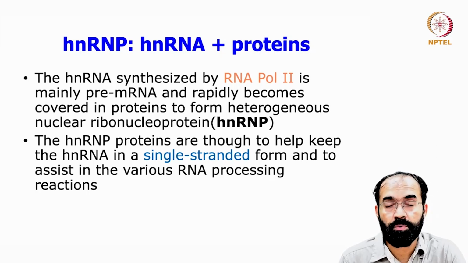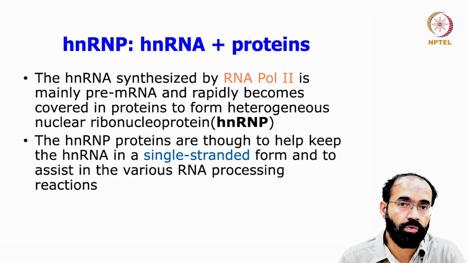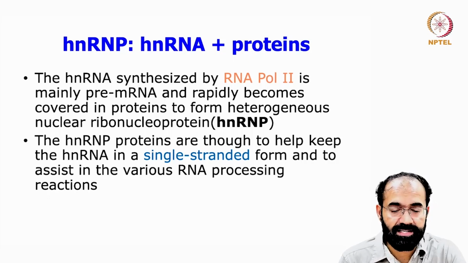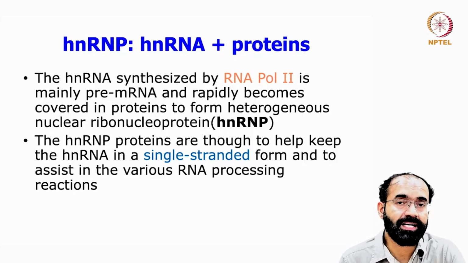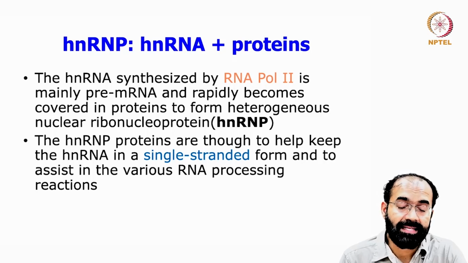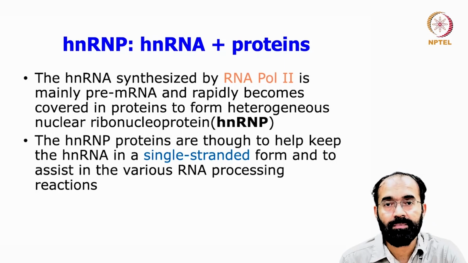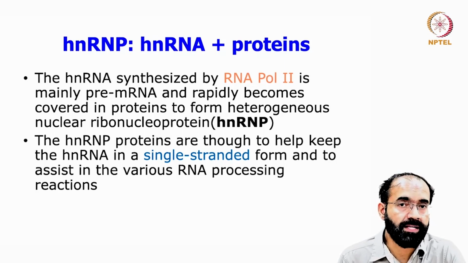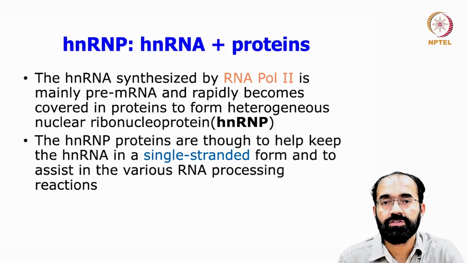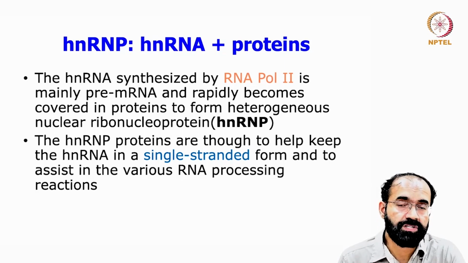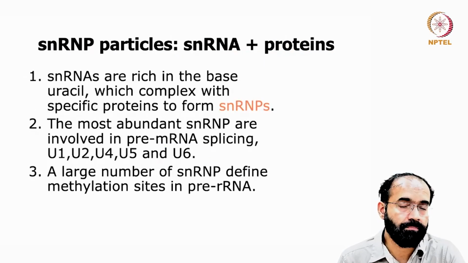Remember, hnRNP, or the proteins associated with hnRNA, have a role to prevent unwanted secondary structure being formed, because sometimes some secondary structure makes the RNA quite stable and resistant to any enzymatic action. And this association of protein onto the hnRNA will help to assist in the various RNA processing reactions. So these proteins associated with hnRNA are not junk, they assist in the downstream processing of hnRNA. Like we know, many processing steps are there, capping is there, splicing is there, polyadenylation is there, etc.